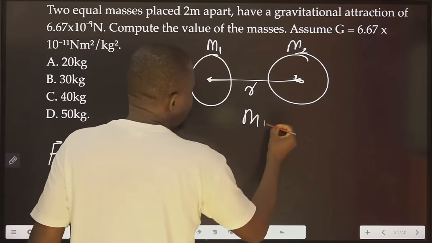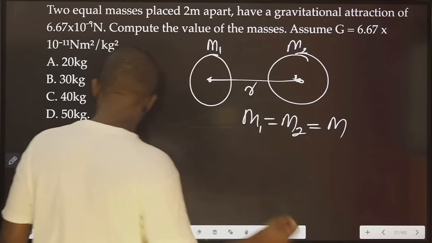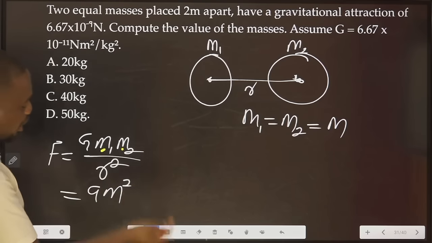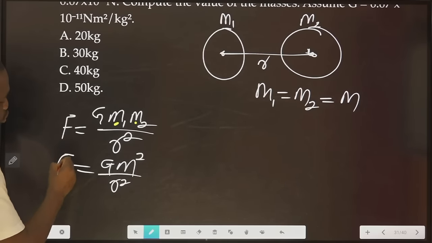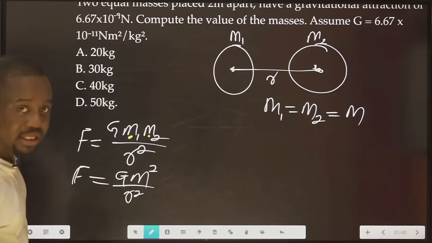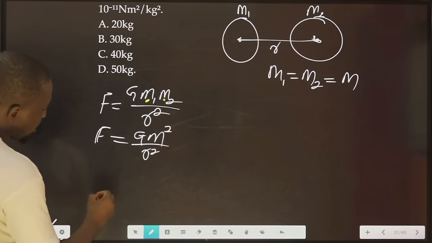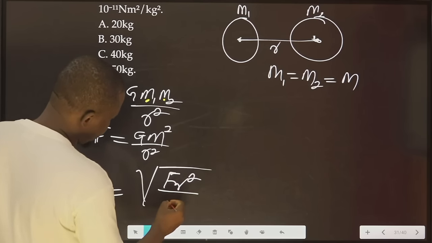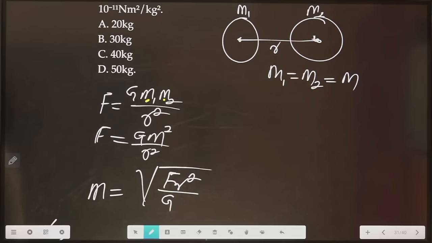We are told that m1 is equal to m2. So we are going to say they are all equal to m. So therefore, we'll come to this place now to say m squared, because if this m and m are equal, we can make it like this, okay? All over r square. Remember, this is G. Now, all we need to do is to make m the subject of formula because we are asked to calculate the mass. So to get the mass from here, if you use basic subject of formula, you agree with me, mass, therefore, is equal to the square root of F r square all over G. Using basic subject of formula, okay? This and this come together over this, find the square root.